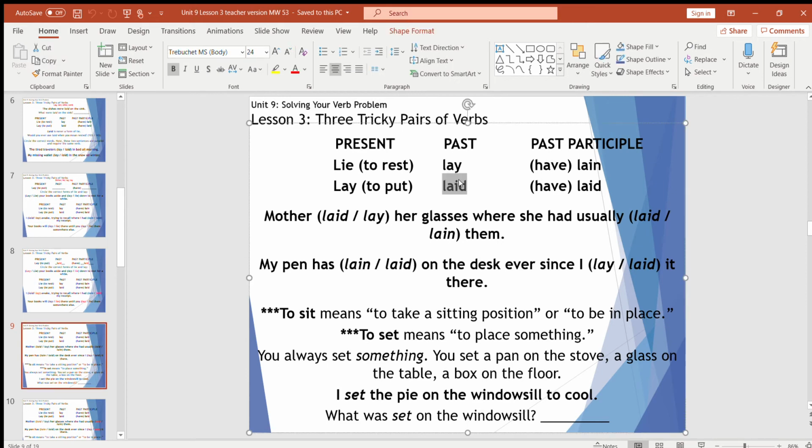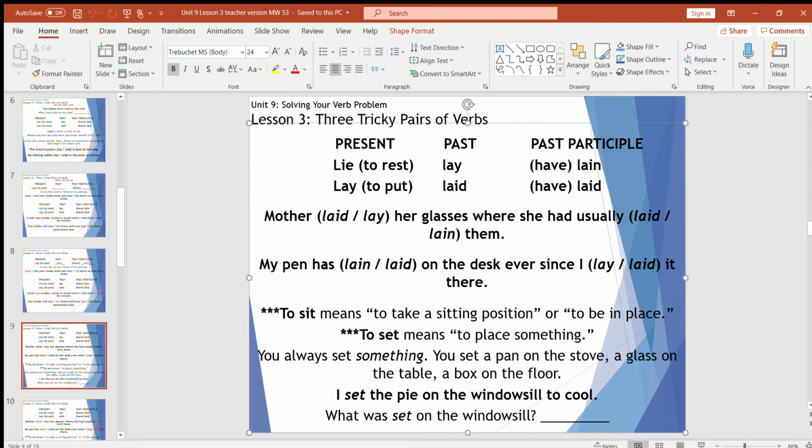So she laid her glasses where she had, keyword here, so past participle, had usually put or rest them where she put them. So once again, laid. My pen has lain or laid on the desk ever since I lay or laid it there. So has, right, means past participle.